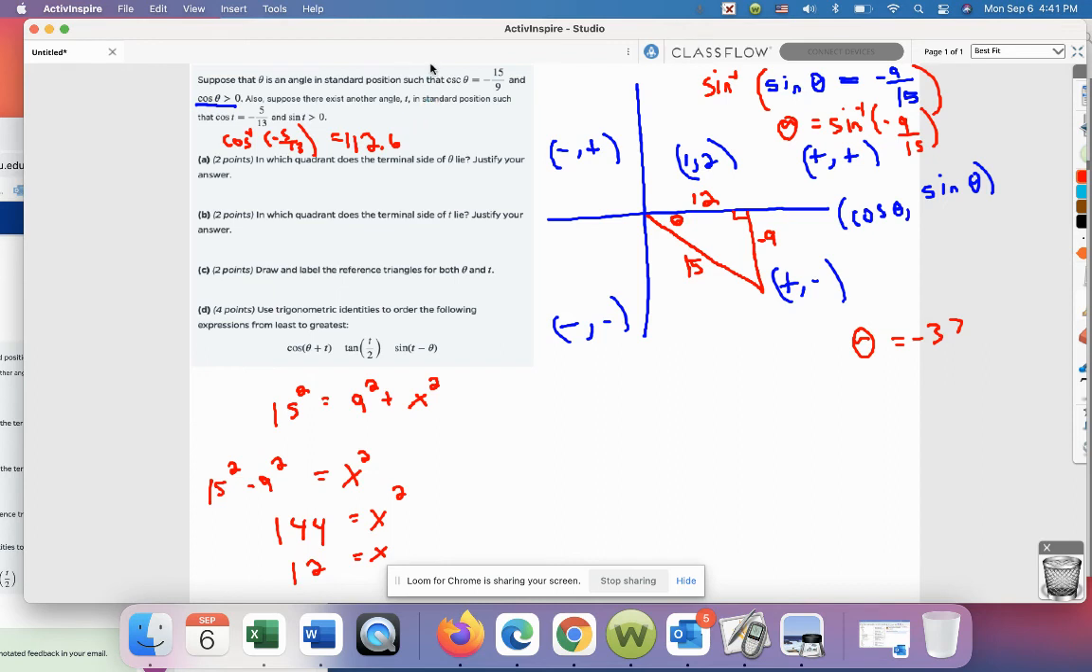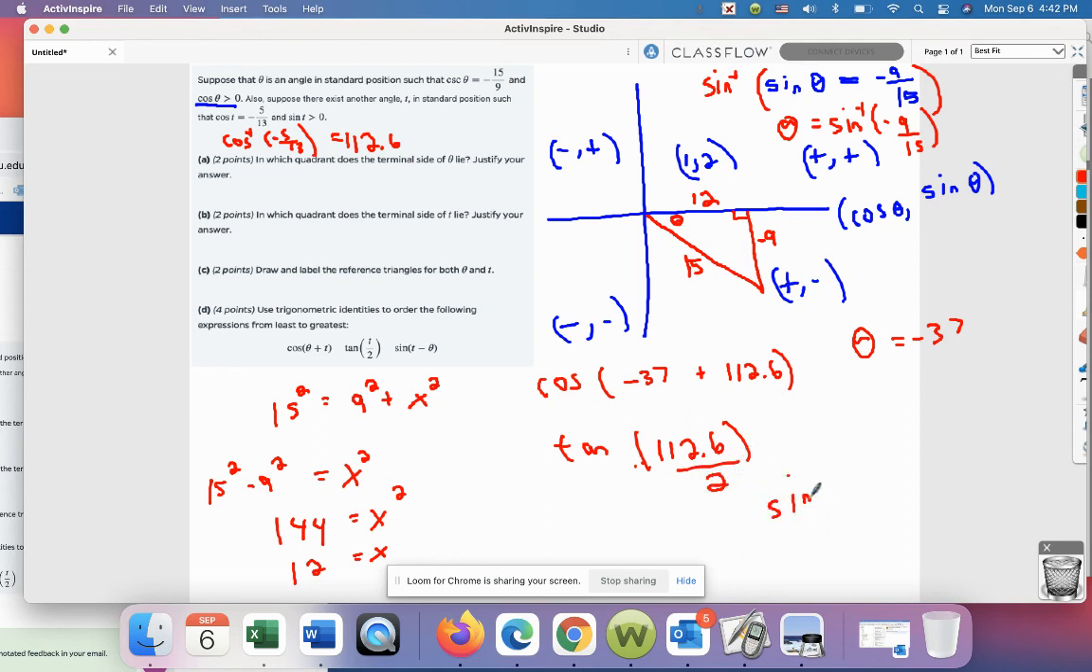Okay. And then from there, you're literally just going to plug it into these little expressions down here. You're going to go cosine of, well, my theta is negative 37 plus 112.6. And then I'm going to plug in tangent of, let's see, what is t? T was just 112.6. We could make that 113 because either one's okay. And that's divided by 2.